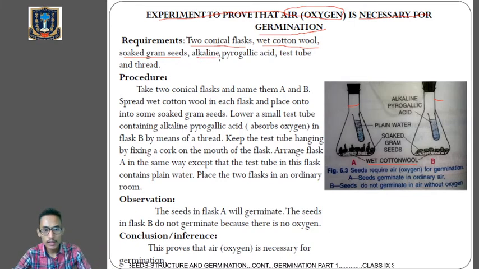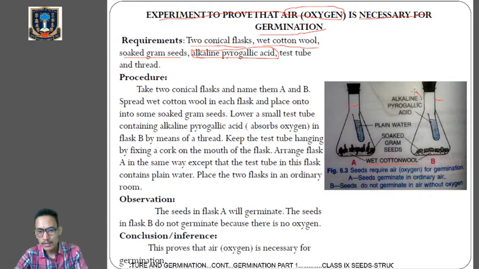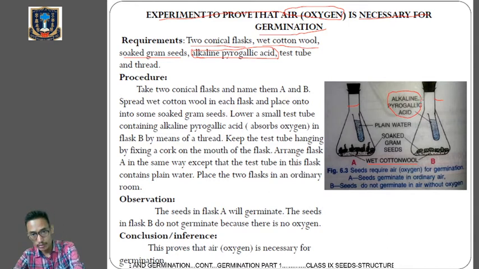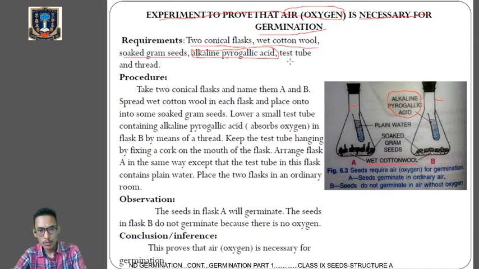Alkaline pyrogallic acid is very important in the experiment, because we have to know the importance of alkaline pyrogallic acid being used in this experiment. So what is the importance of alkaline pyrogallic acid? We will discuss it under the procedure. And we require the test tube. You can see over here, this one is the test tube.